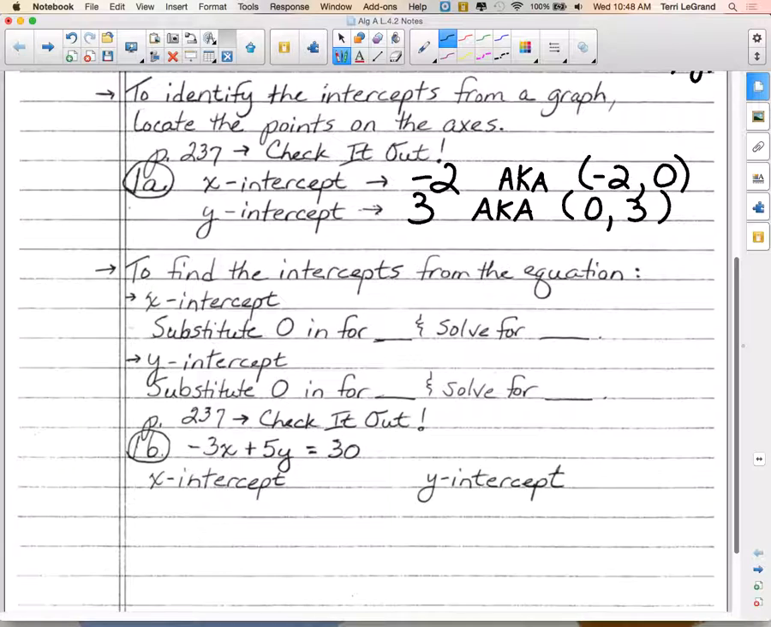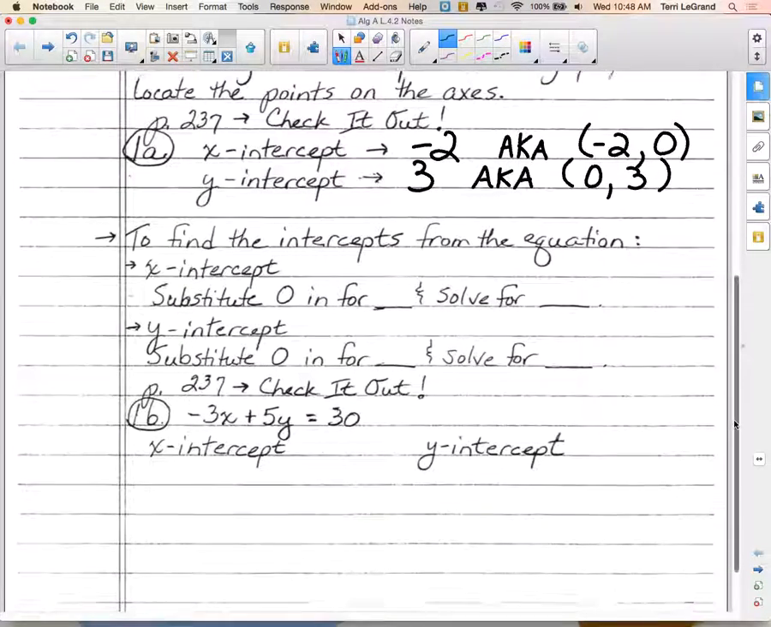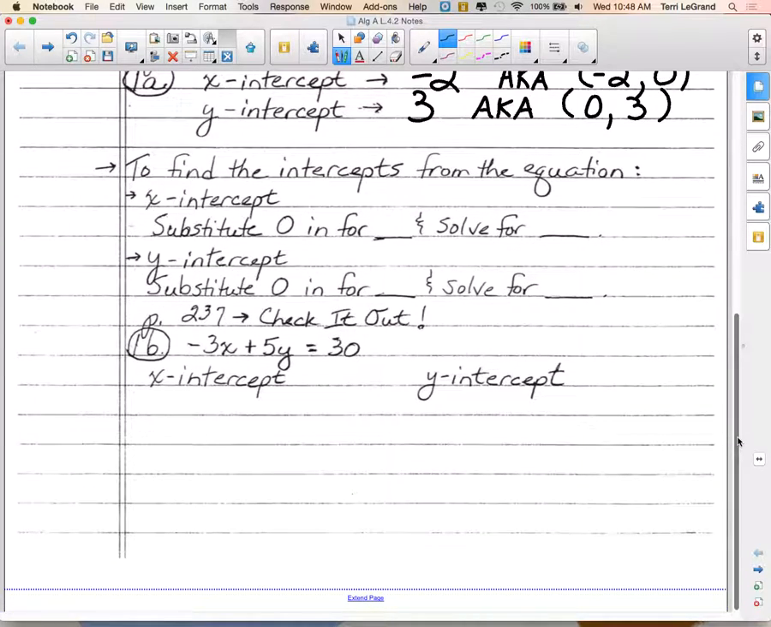Now, these 2 points play really important roles in linear functions, so we can't blow them off. We can't take them lightly. We have to make sure we know how to find them, and eventually really have a good understanding of what they mean. Okay? So now we're going to move on and find them when we don't have a graph. To find the intercepts from the equation, when you're looking for the x-intercept, you're going to substitute 0 in for y, because remember, every point on the x-axis has a y value of 0, and we will solve the equation for x.